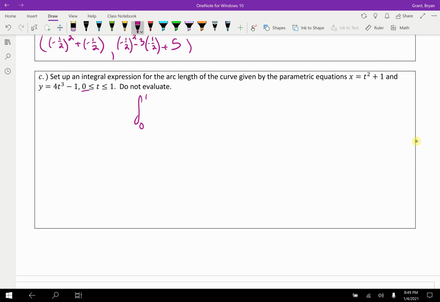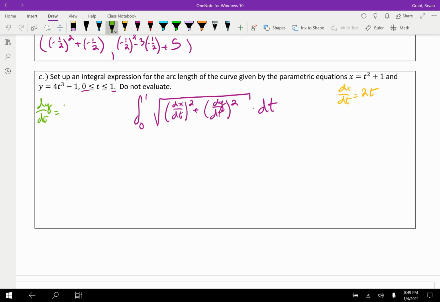We're going from 0 to 1, and all we need to do is find dx/dt, square that, and then dy/dt, square that, and we're done. So finding each of those individually, the derivative of x with respect to t is just 2t, and if we do dy/dt, we end up with 12t squared. Nice. So finishing this off then, 0 to 1, we have this guy over here, and we'll leave the individual squares and the dt at the end.